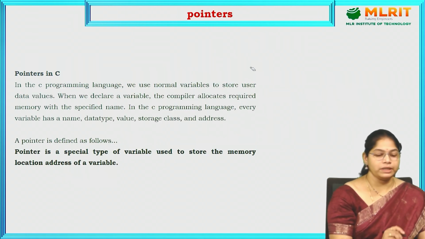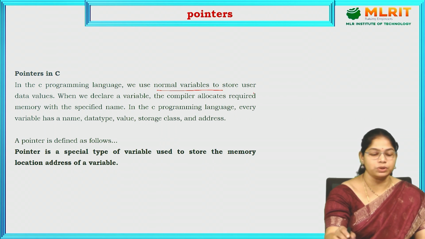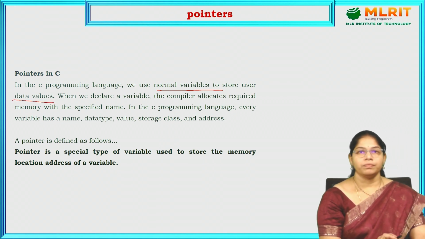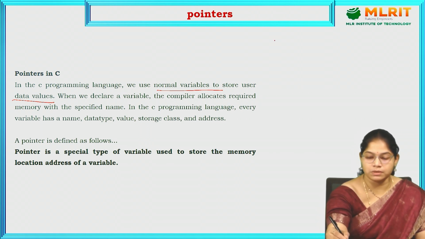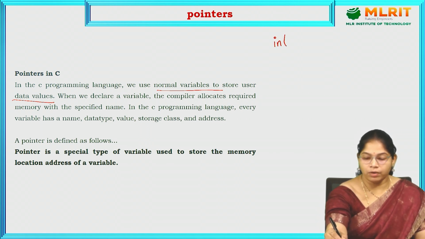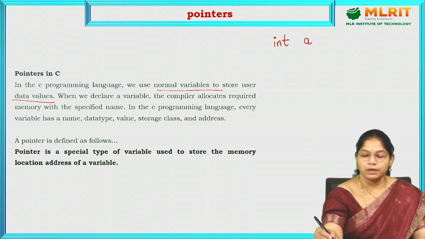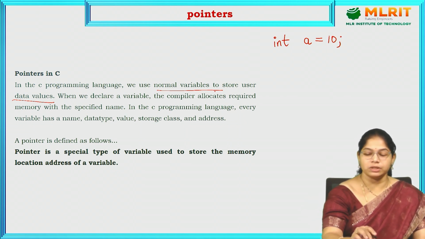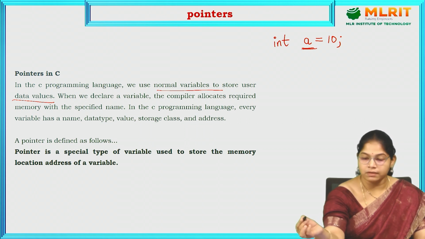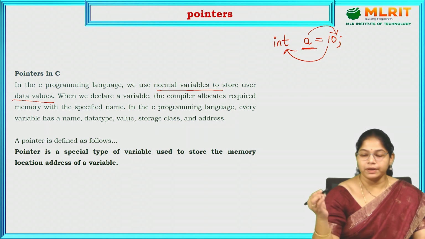Pointers in C. In the C programming language, we use normal variables to store user data values. To declare a normal variable: data type, variable name. Here I am assigning it the value 10. This is a normal variable which is used to store a data value of 10 of type integer.